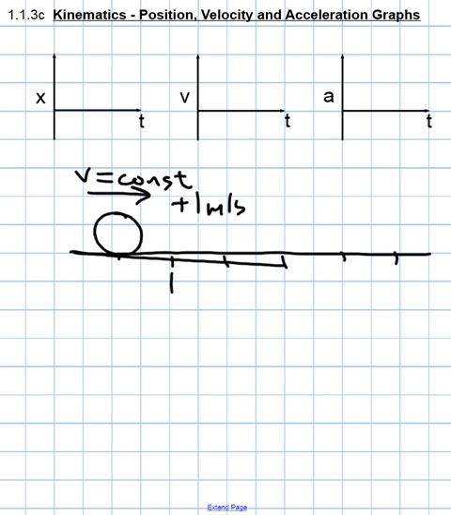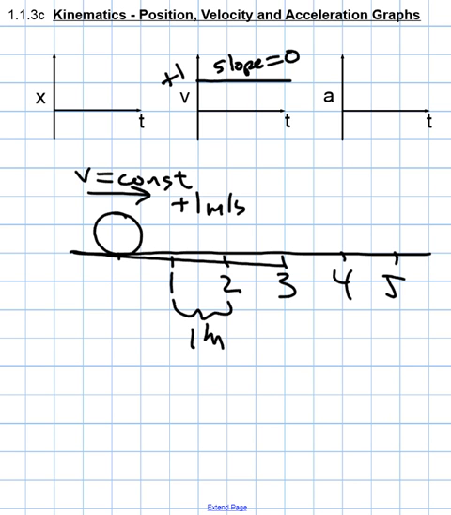So after 1 second, it's gone 1 meter. At 2 seconds, 2 meters. 3 seconds, 3 meters. And 4 and 5 and so on. And 1 meter for each interval of time. Right? And to graph that, the velocity graph would be the easiest one to draw. That right there would indicate plus 1 meter per second. Now notice that the slope of this graph is 0. And it's a constant 0, which tells us that the acceleration is also a constant 0. Constant velocity, by definition, means no acceleration.